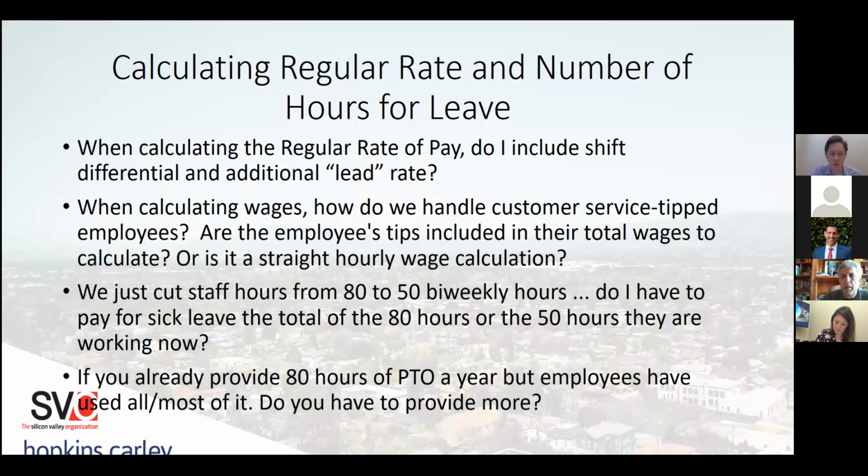The next question on here, we just cut staff hours from 80 to 50 biweekly hours. So essentially going from a 40-hour week to a 25-hour week. Do I have to pay the sick leave for the total of 80 hours or 50 hours? How does that interact? If the employee is no longer full-time, because under these rules, we have a salaried full-time employee or a full-time employee working 40 hours, that is the regular normal amount of hours we're expecting to work.